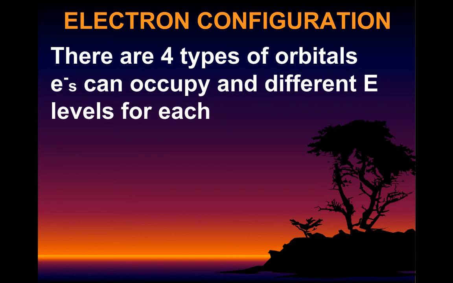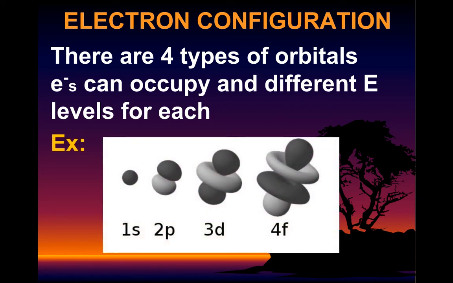So there are four types of orbitals the electrons can occupy, and each one has different energy levels. So here are some examples. There's the 1s orbital. You can see this one here has just a simple sphere kind of shape. That's where 2 electrons are allowed to be. And then electrons could occupy this other 2p orbital. It's a little different shape. The electron could be here or here, but not in between.